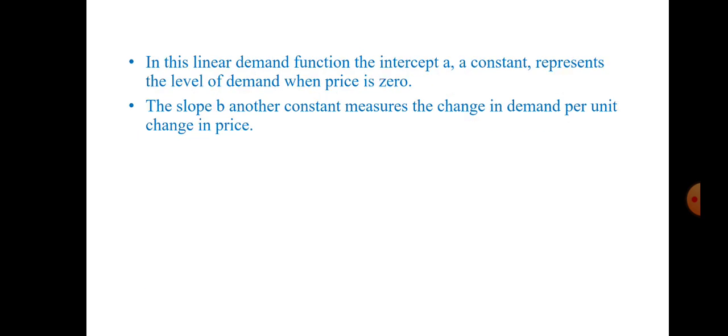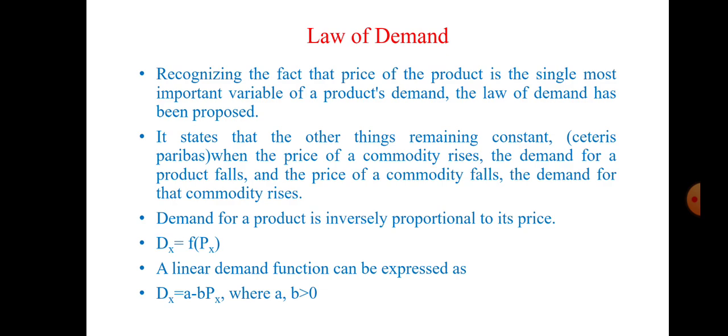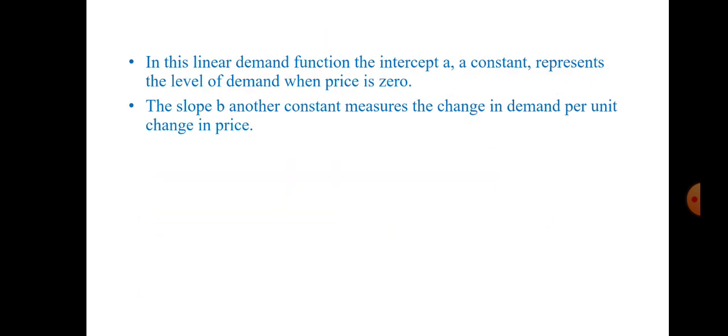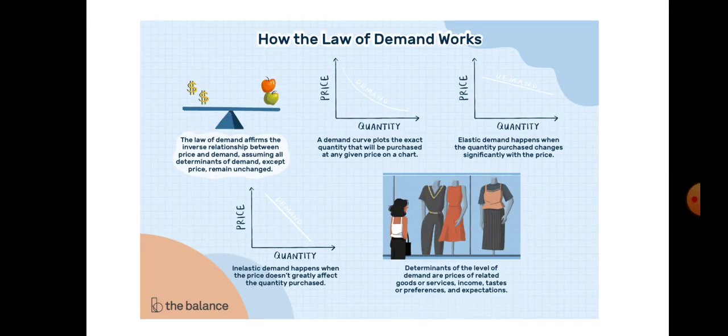By keeping all these determinants constant and considering only the price of a commodity, it states that if the price of a commodity falls, the demand for the commodity rises, and vice versa, as simple as that. In this linear demand function, the intercept a, a constant, represents the level of demand when price is 0, and the slope b, another constant, measures the change in demand per unit change in price.